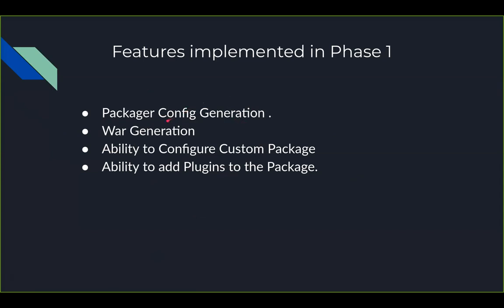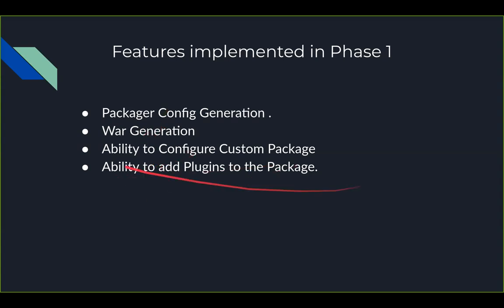The package configuration essentially generates the package config YML. If you see how the custom WAR packager works, you need to provide it a configuration file. So what phase one is essentially doing is generating that configuration file for you, because without the configuration file, you're not going to have a WAR file. That's stage one. Stage two is WAR generation. These two go hand in hand, because you need a WAR to run it out of the box. So stage one generates the configuration file and puts it into the WAR generator, so that we have a WAR at the end. So phase one has two complementing features.